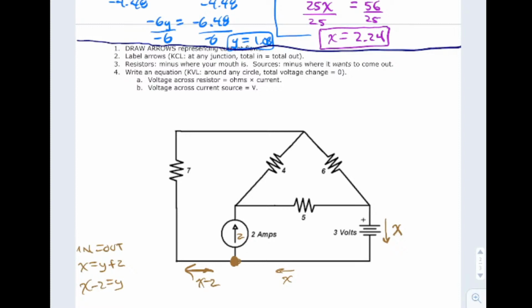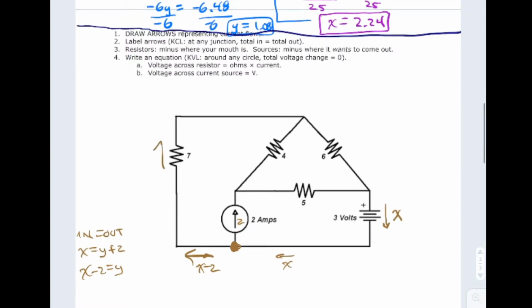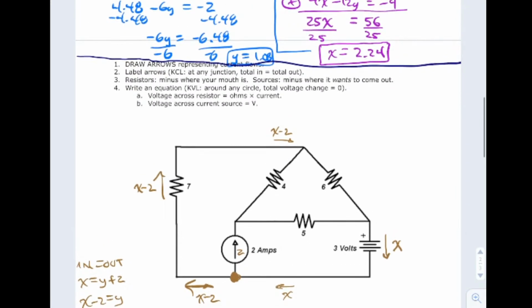So X comes in, 2 goes out, and X minus 2 is what's left over. It goes this way. That's going to be the same here because it's all the same branch, and it's going to be the same coming in over here because it's all the same branch. So you just start following your currents around.